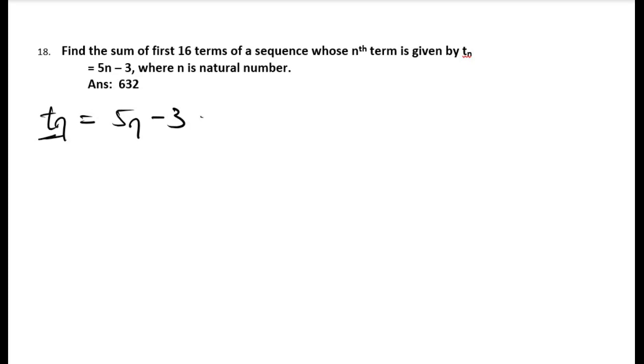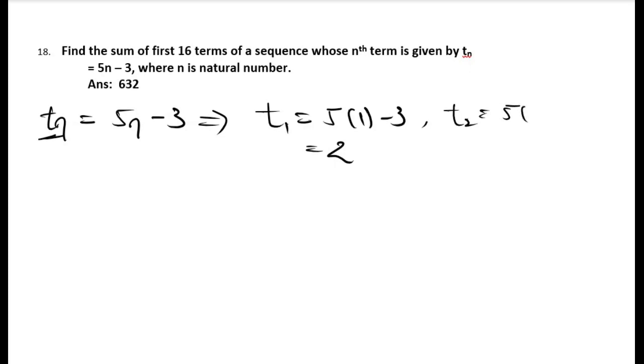Can you tell me what will be T1, that is the first term? 5 bracket 1 minus 3, that is 2. Can you tell me what will be the second term? 5 bracket 2 minus 3, 7. Can you tell me what is the common difference? 7 minus 2, which is 5. So we got the first term 2, we got the common difference 5. Now we have to find the sum of first 16 terms, right?